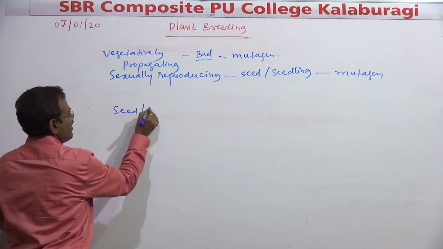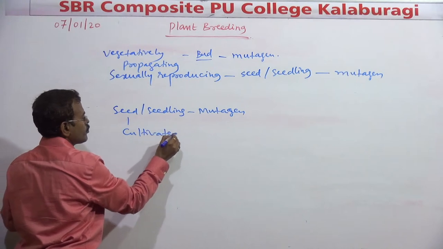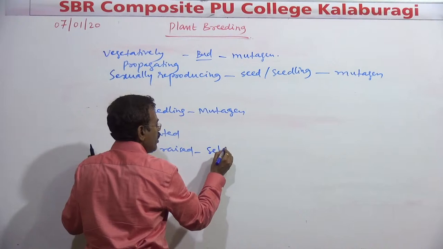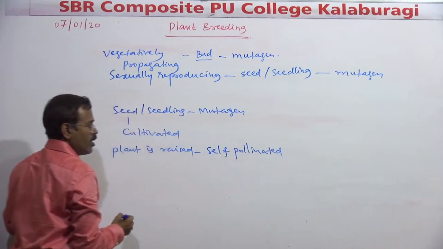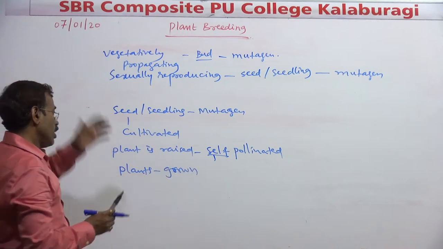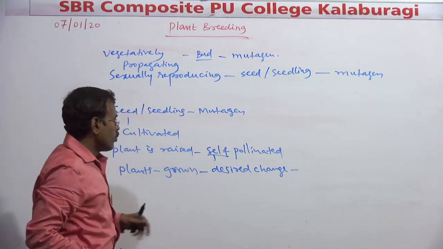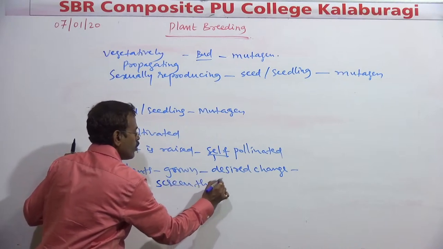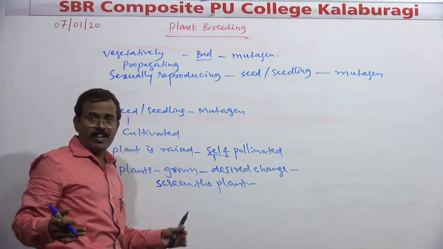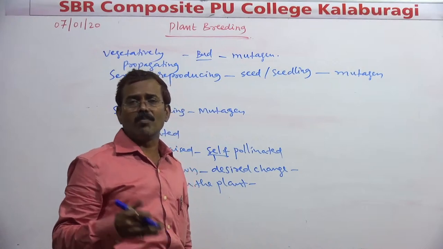So once the seed or seedling is exposed to the mutagen, it has to be cultivated. Plant is raised. It should be self-pollinated. After the self-pollination, these plants are grown, and we have to see whether the desired change is present or not. Desired change that has been induced due to the mutation. So we have to screen the plants for the desired changes. You have to select only those plants which have desirable changes, that is developing disease resistance against the pathogen because of induced mutation. So this is the procedure which we use in mutation breeding to develop disease resistance.